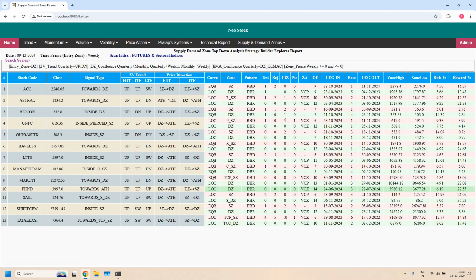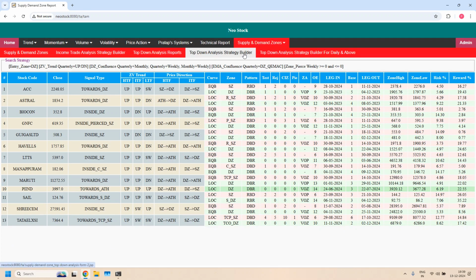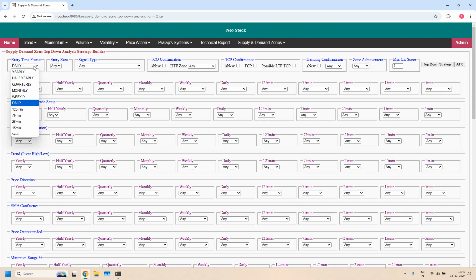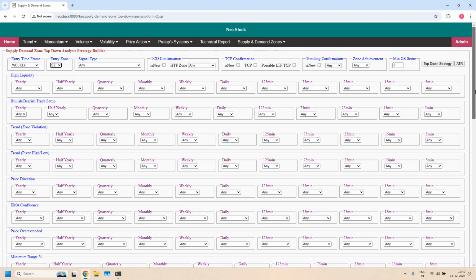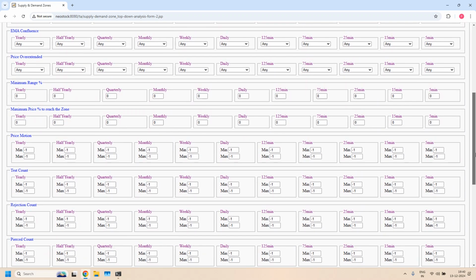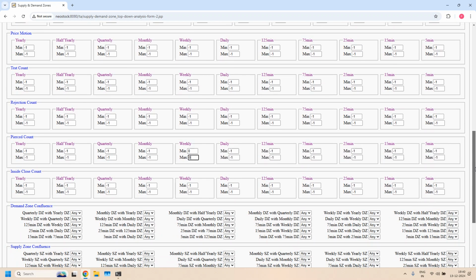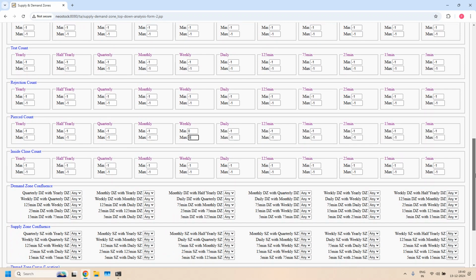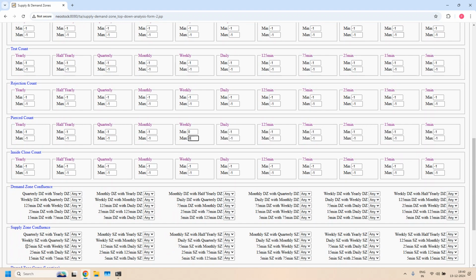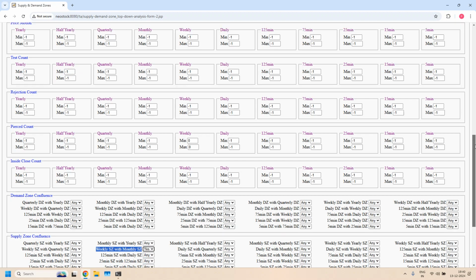Okay, next weekly time frame, let us look for supply zone confluence. So weekly time frame, the supply zones, weekly supply zones first should not be pierced. So weekly time frame I am setting minimum value 0, maximum value 0. That means weekly supply zone is not pierced. And these weekly supply zones should be having confluence with the monthly supply zone. Weekly supply zone with monthly supply zone confluence filter is enabled.